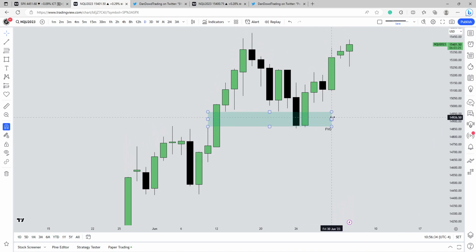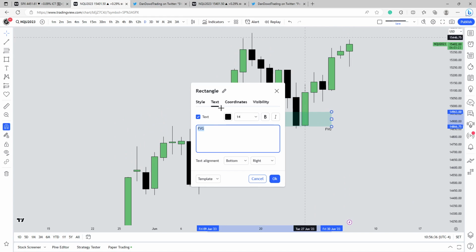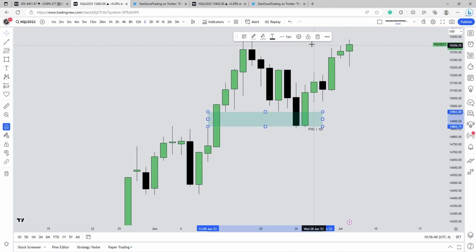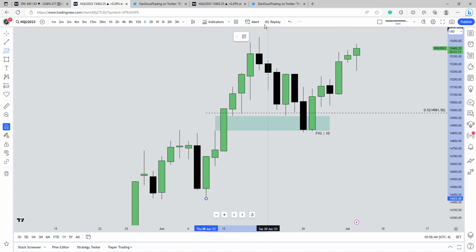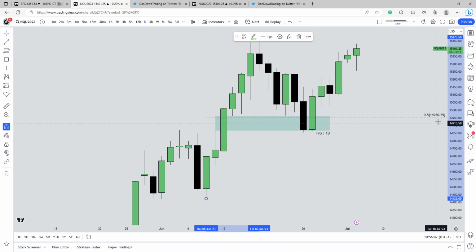So you can see that we do have this daily fair value gap. What I like to do is mark out 1 day, just so I know when I go into my lower charts, this is a fair value gap from the daily time frame. And when we do draw a fib from swing low to swing high, this is in a discount of the range. So below the 0.5 fib is a discount.